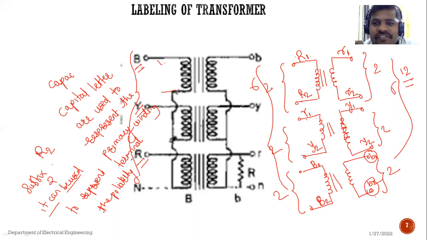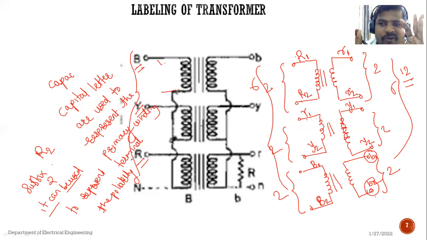If it is capital R2, then it is the primary side. Suffix 2 means the positive terminal of the R phase on the primary side. R1, suffix 1 represents the negative terminal of the R phase. Capital letter is used so that it is the R phase primary side. The capital letter is used on the primary and the small letter on the secondary side. Suffix 2 is used for positive polarity, and suffix 1 for the negative polarity.